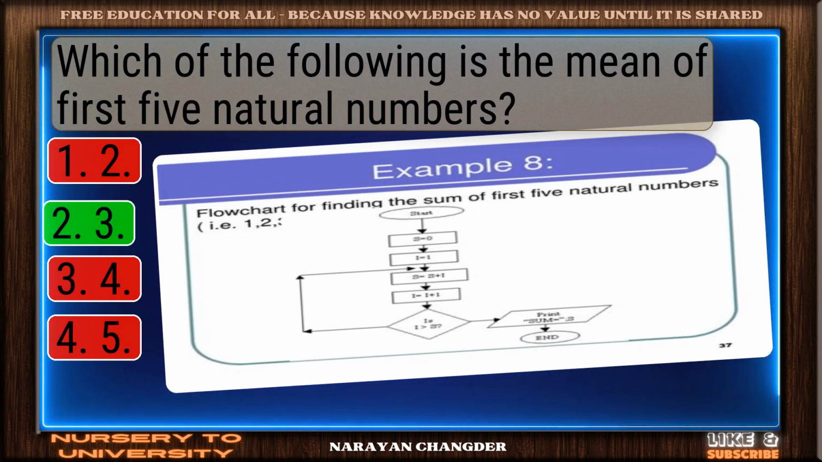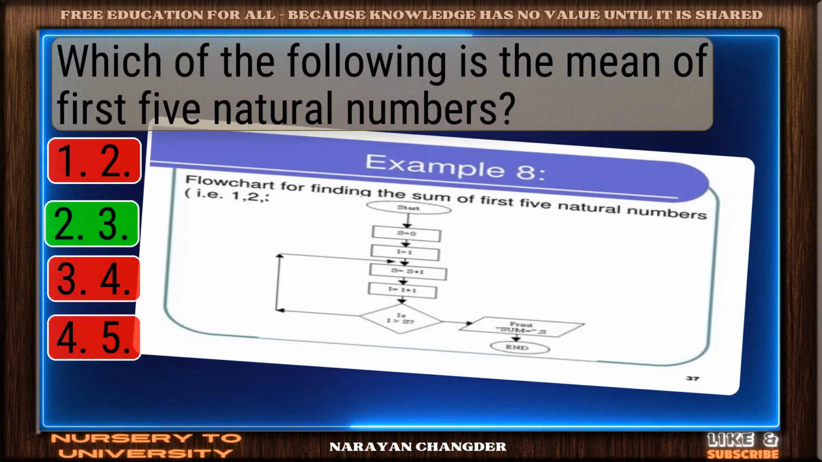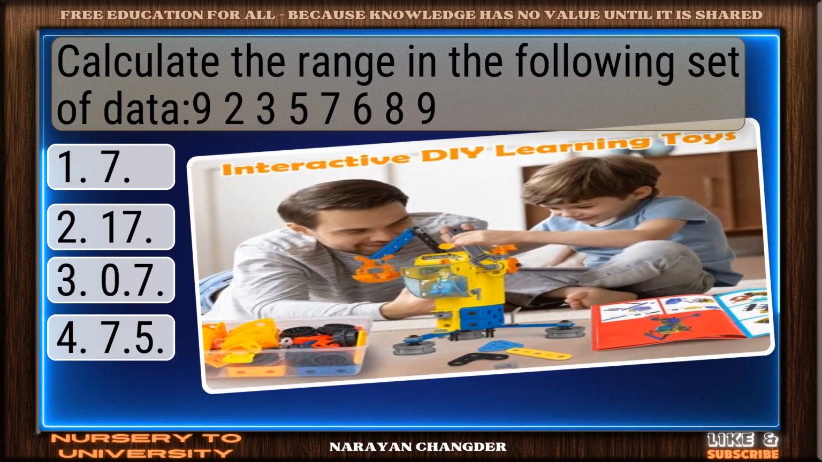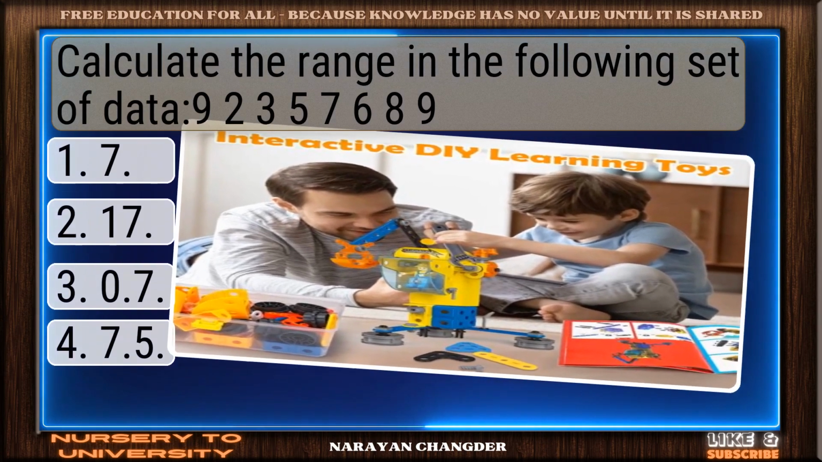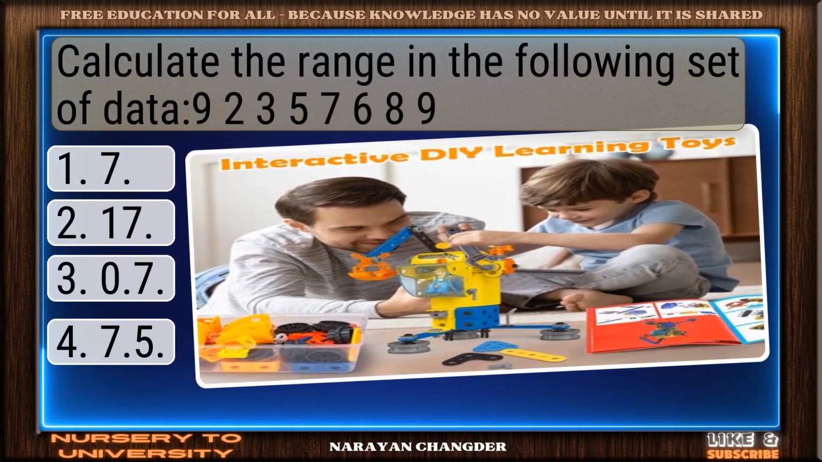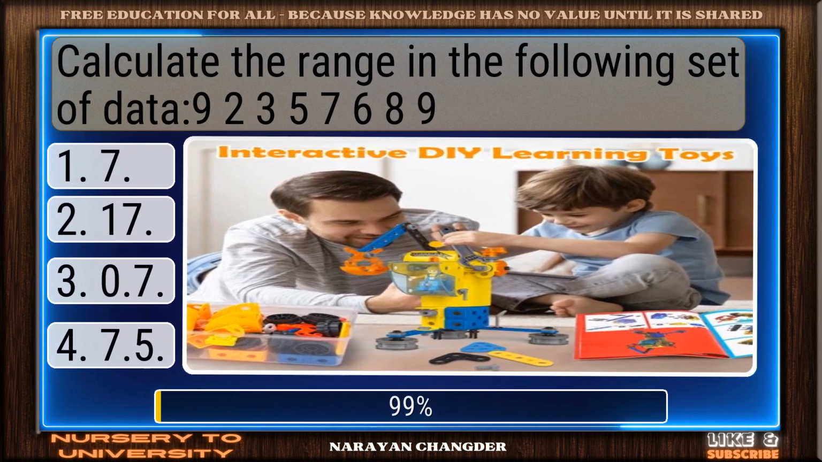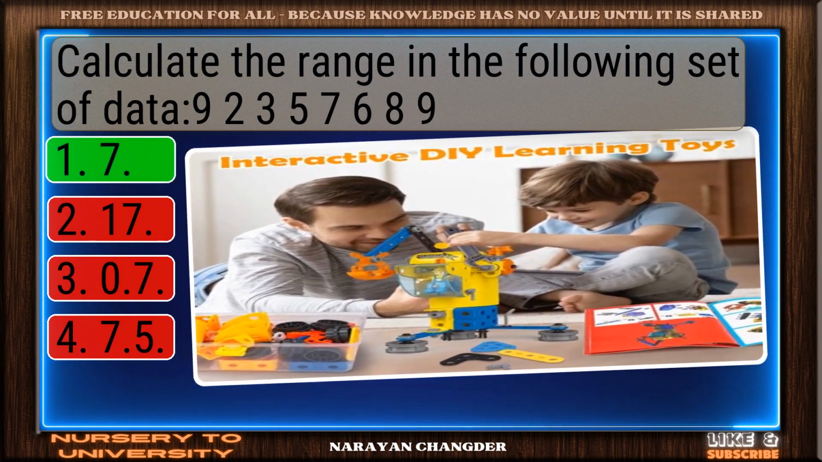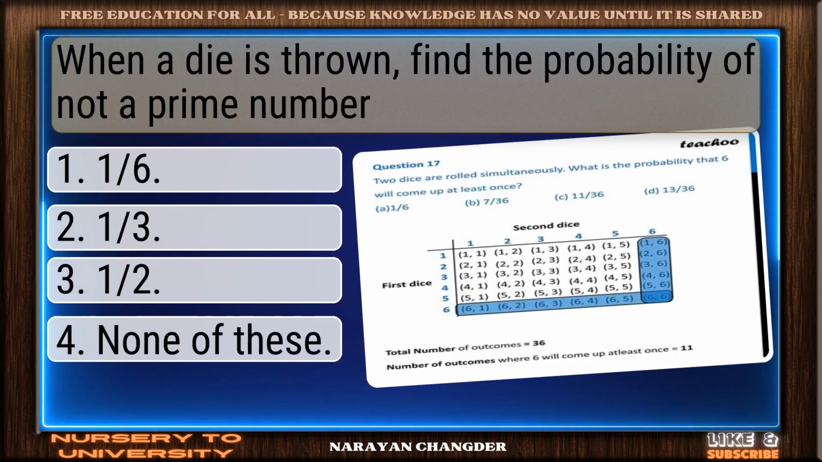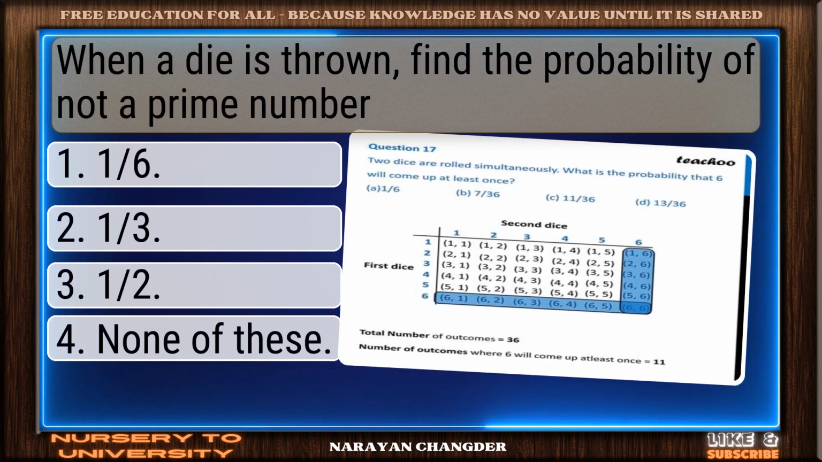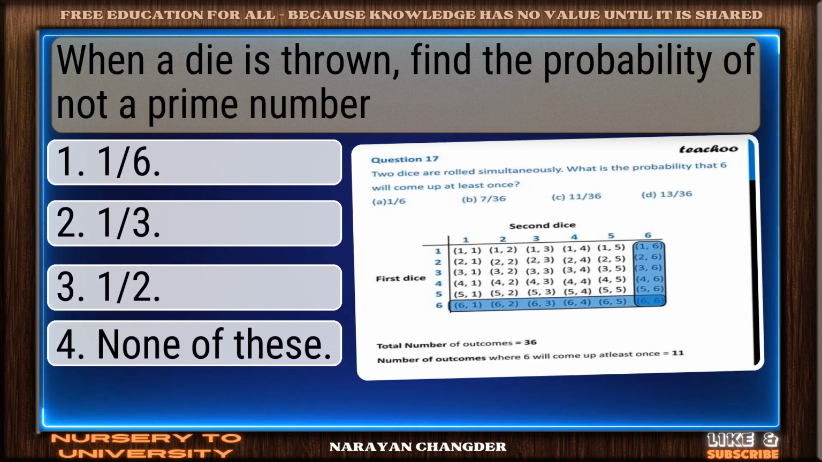Solid response. 3 is a valid choice. Question number 95. Calculate the range in the following set of data: 9, 2, 3, 5, 7, 6, 8, 9. Sharp thinking. 7 is the right choice. Question number 96. When a die is thrown, find the probability of not a prime number.